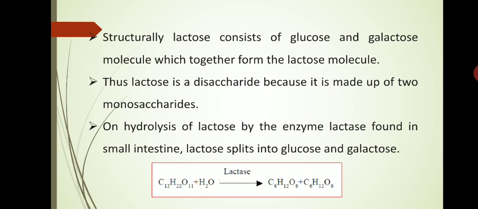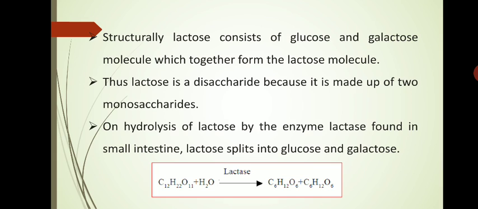Structurally, lactose consists of glucose and galactose molecules which together form the lactose molecule. Basically lactose is a disaccharide. Disaccharide means it is made up of two simple sugars, glucose and galactose. If you break lactose with the enzyme lactase, you find glucose and galactose sugars. Thus lactose is a disaccharide because it is made up of two monosaccharides.